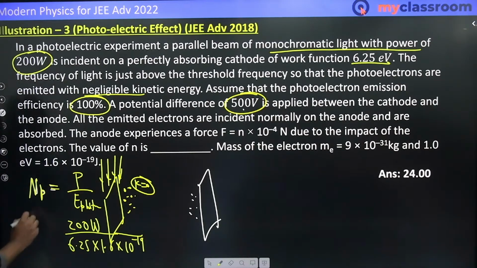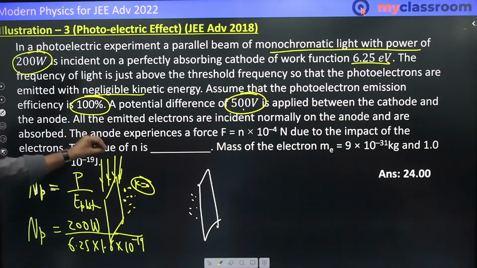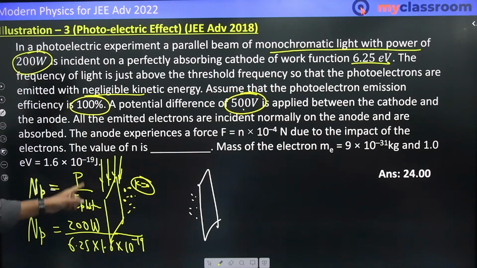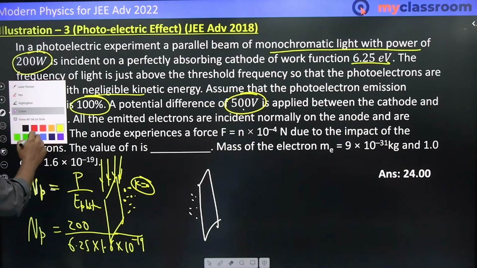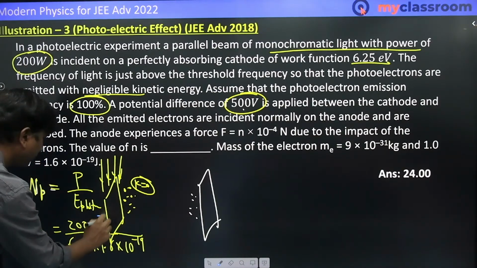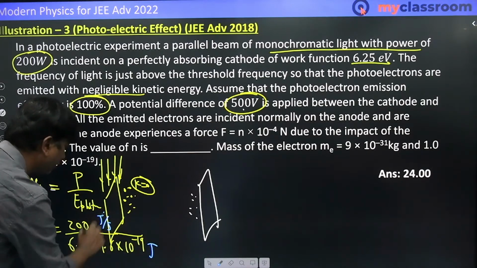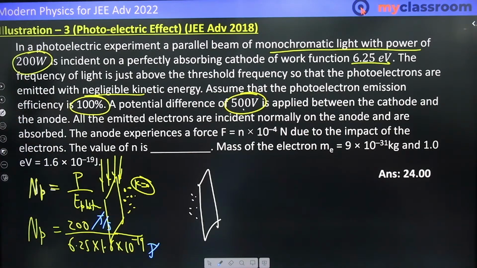So this gives the number of photons incident per second. Again, per second only. Why? Because power is energy in joules per second. This one is joules per second and this is in joules, so joules cancel, and that's what gives the number of photons incident per second.